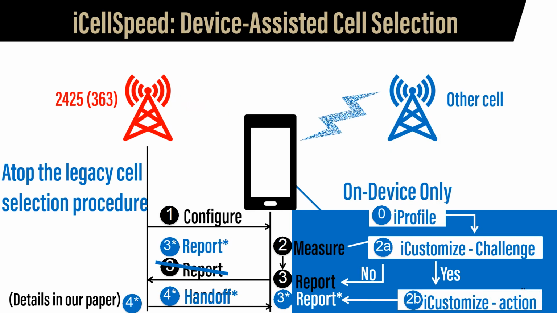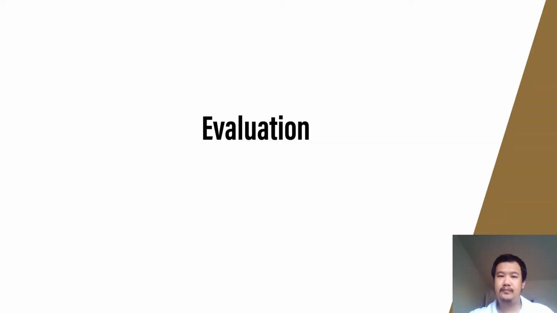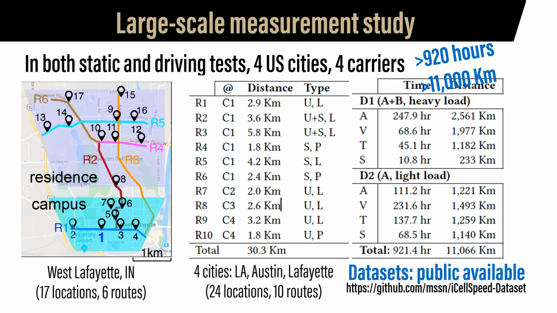This completes our design for iCellSpeed. Next, we present our evaluation results. We conduct a large-scale measurement study in 4 US cities, mainly at West Lafayette, with 4 US carriers. Our datasets are publicly available at GitHub.